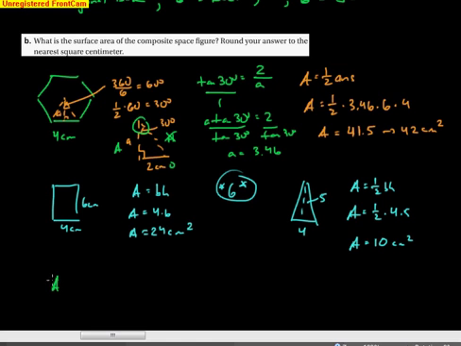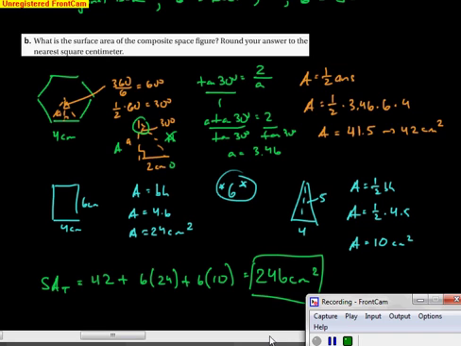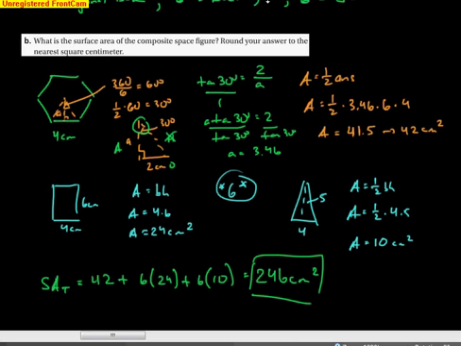Well, the surface area total equals the hexagon, 42, plus 6 24s for 6 rectangles, plus 6 times 10 for the triangles. So I'll just type it in my calculator all at once because it will do the multiplication first. And I get 246, and that would be centimeters squared. Okay, so there we go. That's a good extended response question, especially reviewing the area of a regular polygon. So best of luck on your summative assessment, and we'll see you next class.